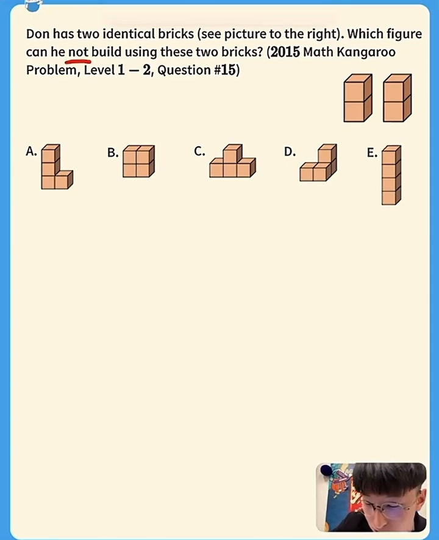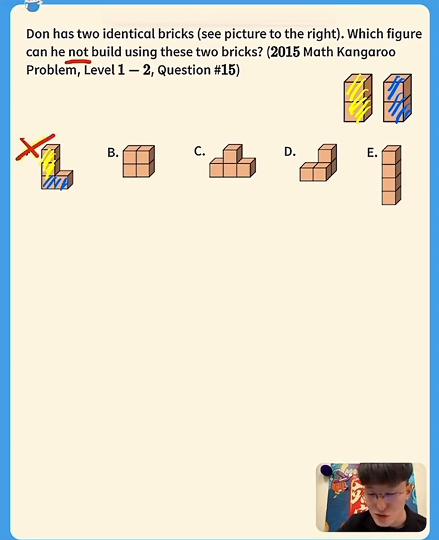Here, we can use some colorful pencils to draw the bricks. Let me draw the left brick using yellow and the right brick using blue, so that we can better distinguish where to put the 2 bricks. Let's see, how about A? Let's try A. Let me draw the blue and the yellow. Can we make the A figure? Yes, we can make the A figure. That means A is not what we are looking for, so let me cross out A.